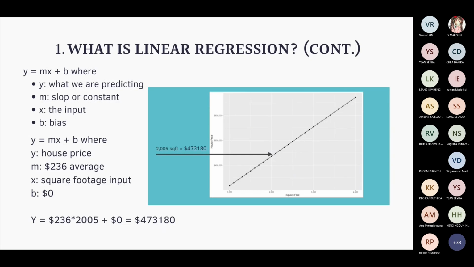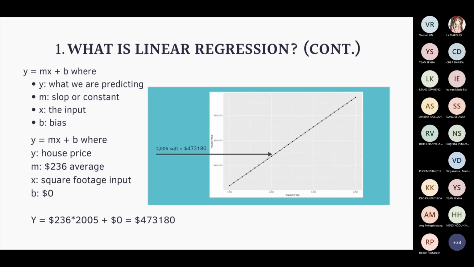Now let's look at the math behind linear regression together. The formula is quite simple. It is just y equals mx plus b, where y is what we are trying to predict. m is the slope, in this example 236 per square foot. And x is the input, the value that we don't know, so in that previous example it is 1,000 and 2005. And b is the bias. Now let's implement this with our previous example, the house price example.